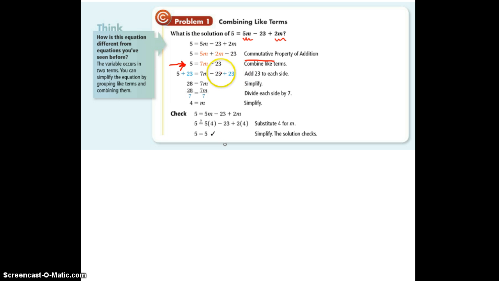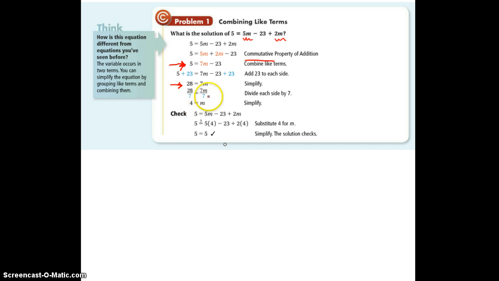All right, now I need to isolate the variable, which means I need to take the minus 23 and get it to the other side of the equal sign. To get the negative 23 to the other side, I would do the opposite operation, which means I would add 23. So add 23 to both sides. And when you add 23 to both sides, you end up right here.